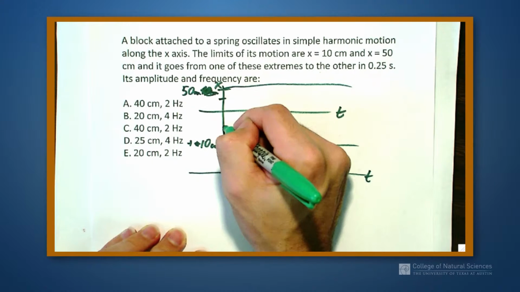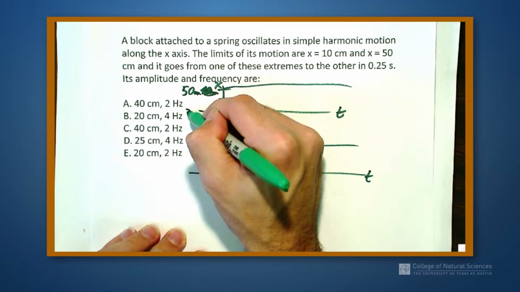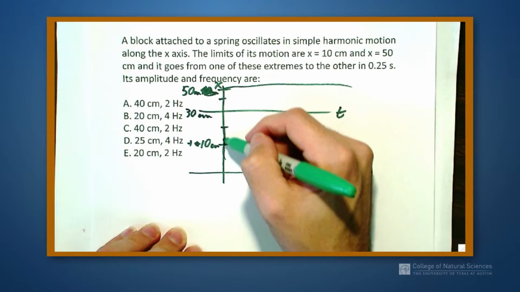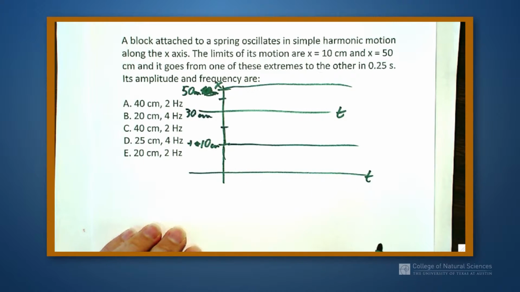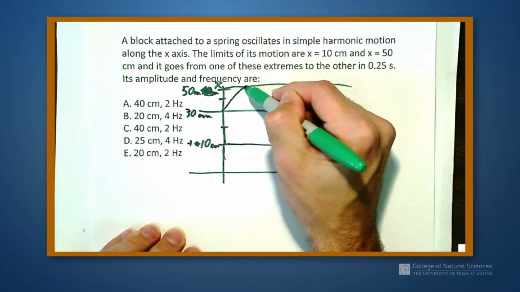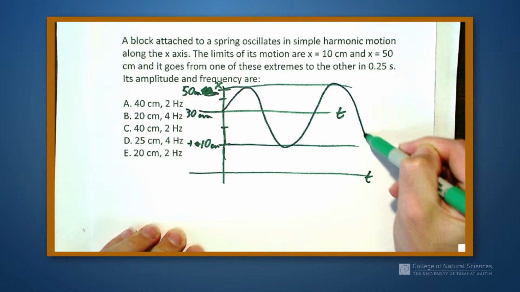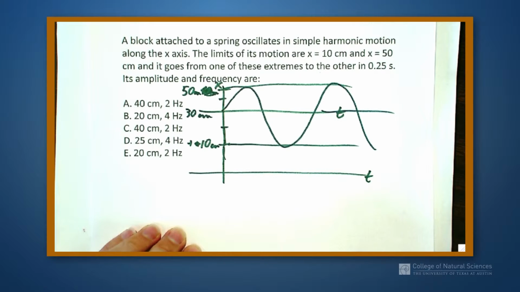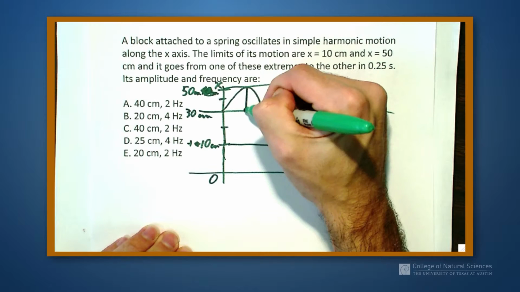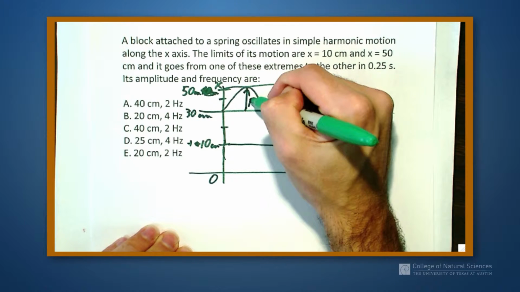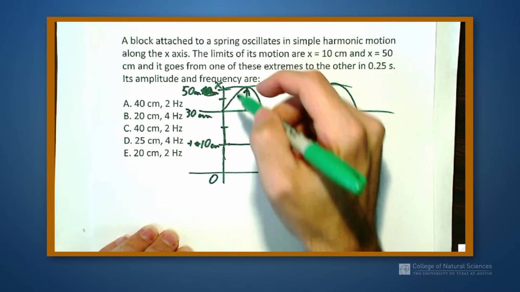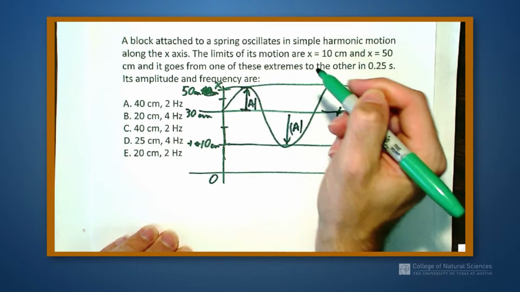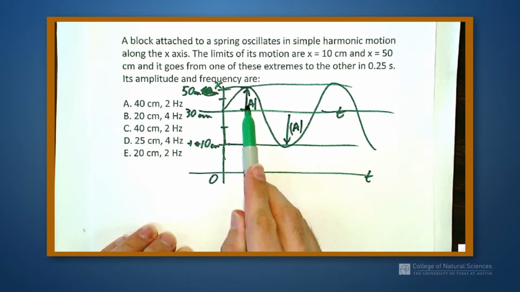Yeah, that makes sense. So I'm going to say it's going around the 30 centimeter line, going up and down 20 centimeters each way. So it's going to be oscillating like this, where this is 0 centimeters. So my amplitude, which is defined as how high or how low it goes, is the distance from this line to that line. So I know that 20 centimeters is my amplitude.